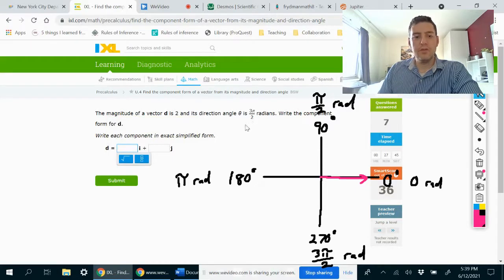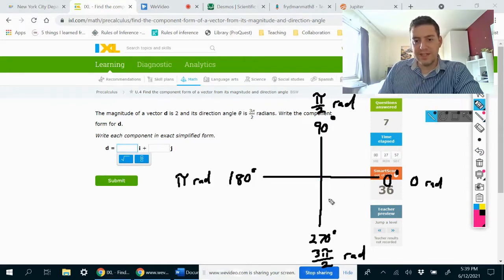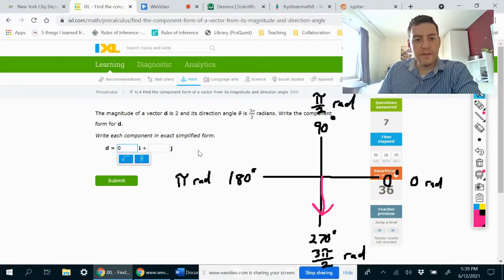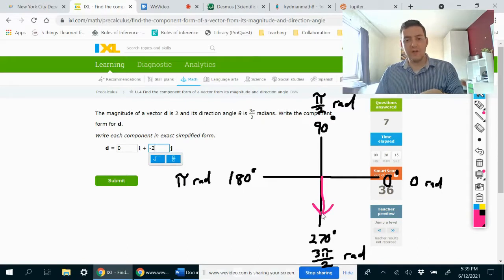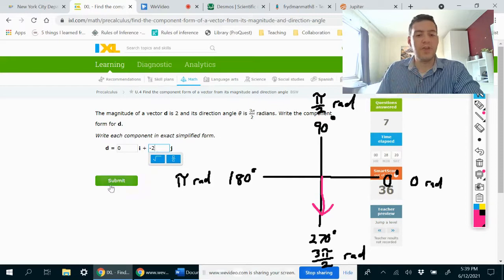Another one: 3 pi over 2 radians. This is the same thing, just using the i, j notation instead of the angle bracket notation. For this one, the vector would be pointing down. So it has no horizontal component, and the vertical component would be negative 2. The magnitude of this vector is 2. Since it's pointing straight down, it would have a vertical component of negative 2, or negative 2j.